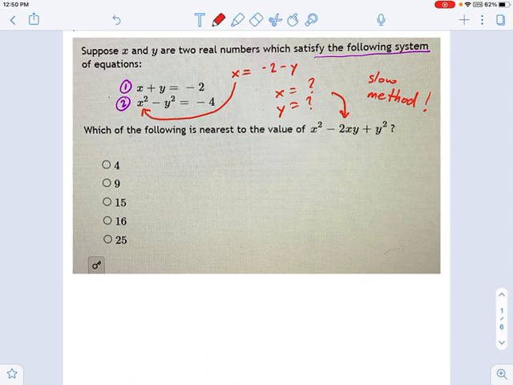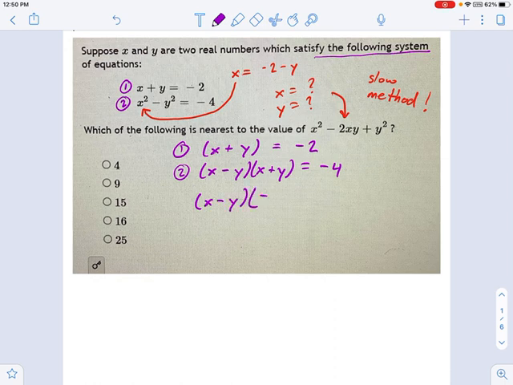Okay, and now I'll show you the fast way to do this. X squared minus y squared, if I rewrite equation number 2, is the following: x minus y times x plus y. Remember that bit of factoring right there? So this is equation number 2. Remember, I have equation number 1, which is just x plus y equals -2. So if x plus y is equal to -2, let's substitute that in here and make this x minus y times -2 equals -4.